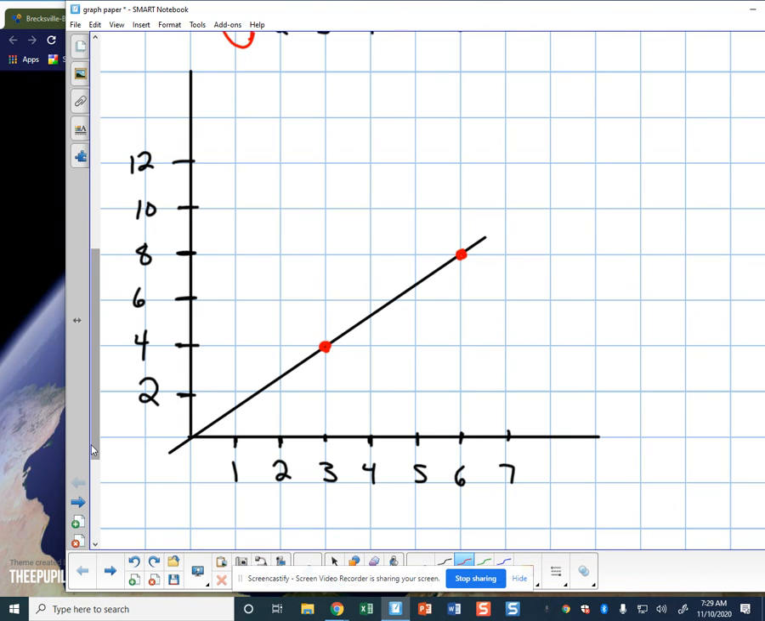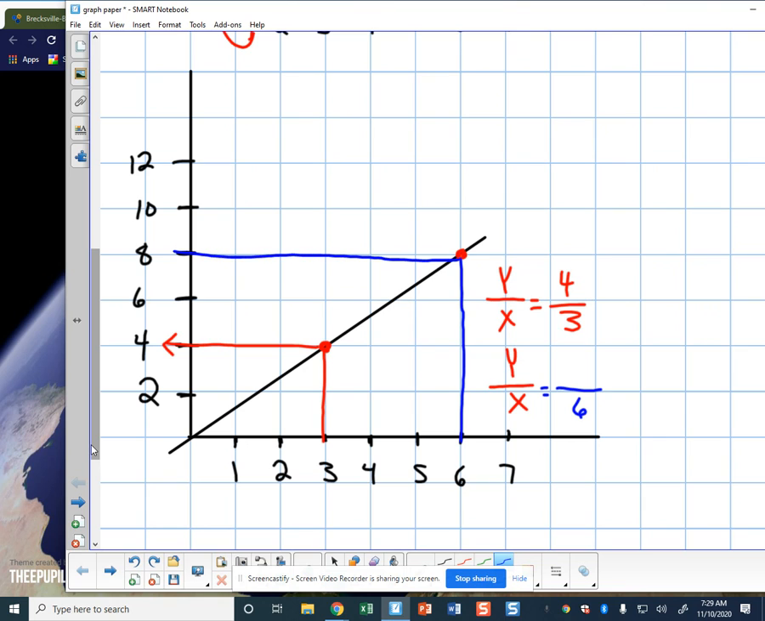So let's start with the smaller x here. I'm going to go 3 up, and then I'm going to cut over to my y. All right, and my y over x is going to be 4 over 3. The other one I could use, I don't have to, but I could use this point right here where 6 is my x, and I slide way over, and 8 is my y.